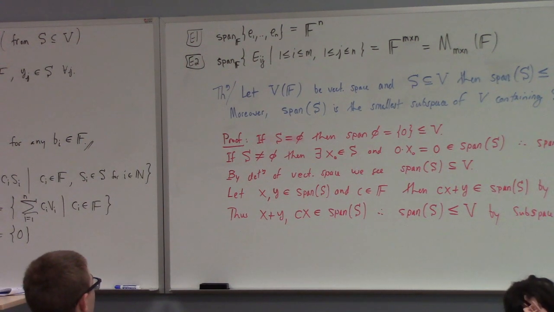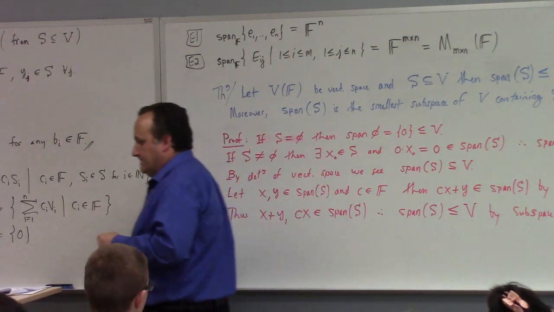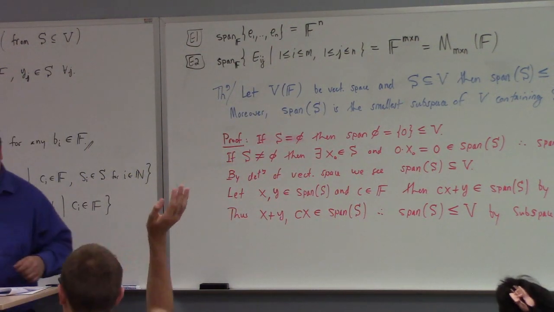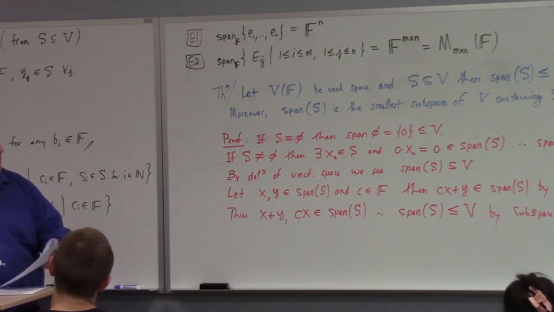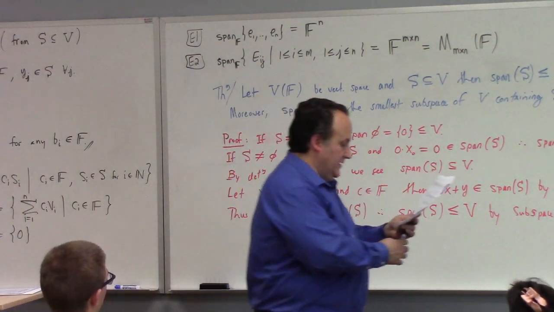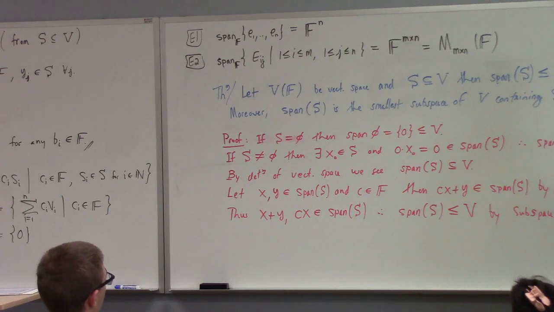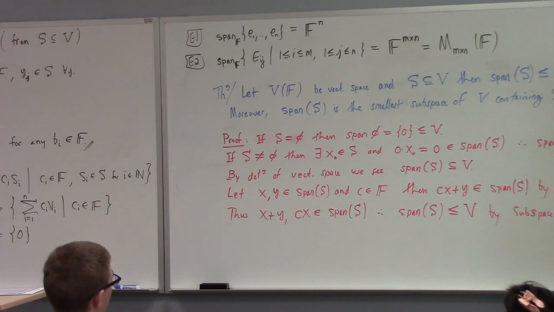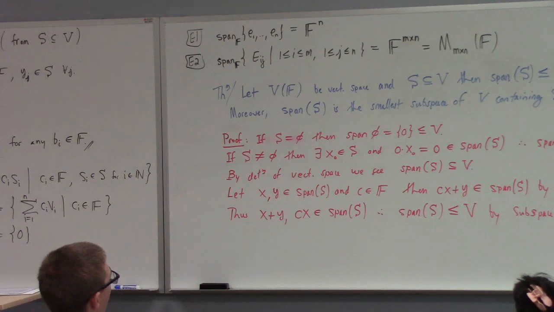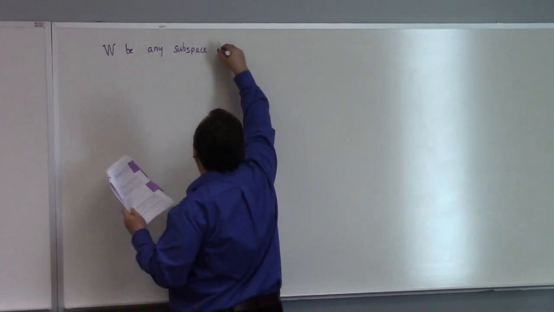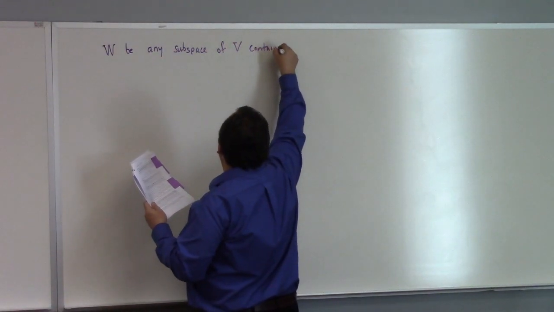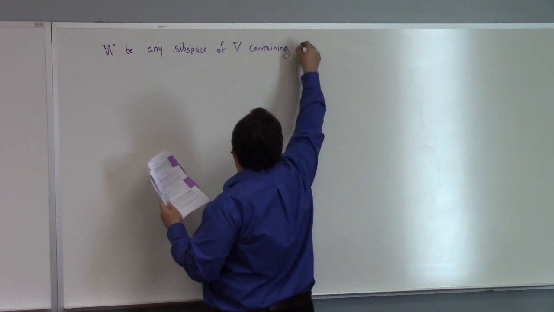How do you prove that the span of S is the smallest subspace? How do you make an argument like that? Would you do a proof by contradiction, assuming that there is a smaller subspace? You could try that, I suppose. Let's kind of aim in that direction, but a little bit more constructive. Let W be any subspace of V containing S, all right?